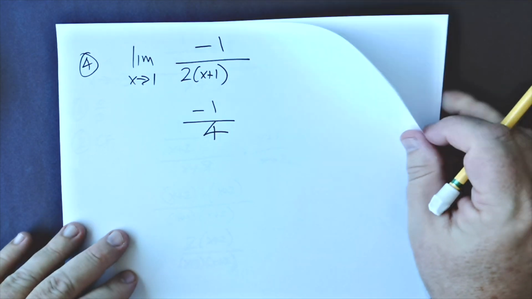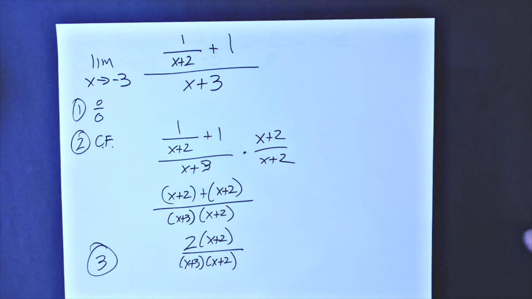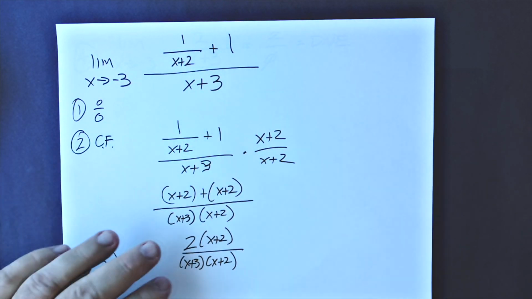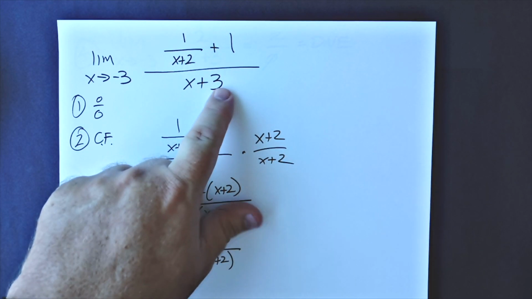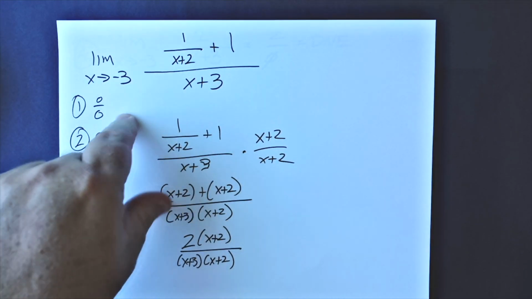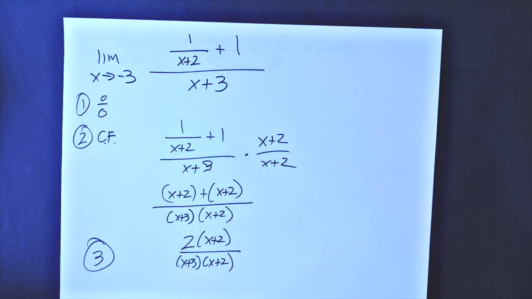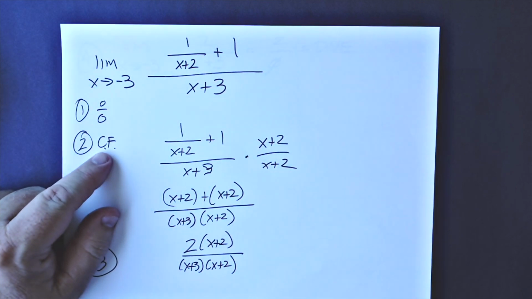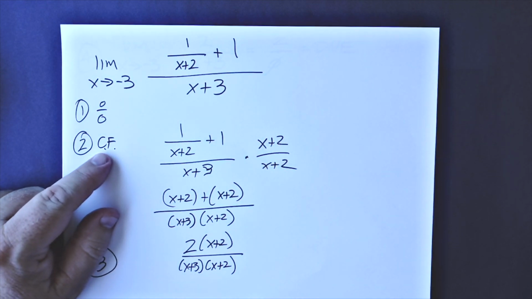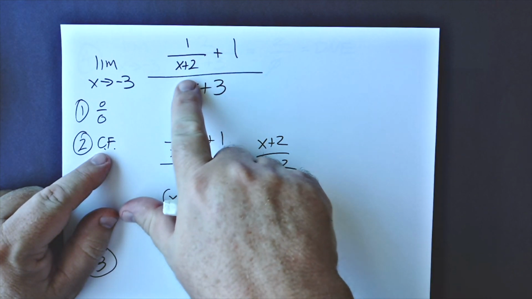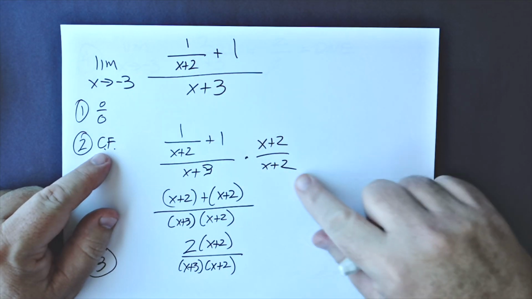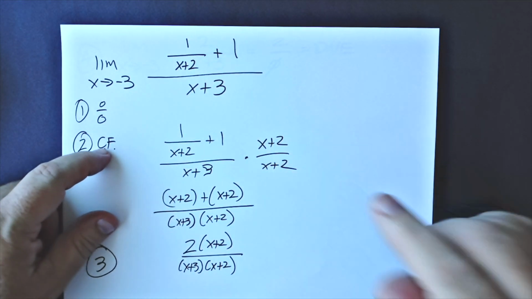All right, let's look at one more. Here I have 1 over x plus 2 plus 1 over x plus 3. We're going to negative 3. Check, and I get my 0 over 0. Use my complex fraction technique. In this case, I just have the one thing. So I'm going to multiply by x plus 2 over x plus 2.